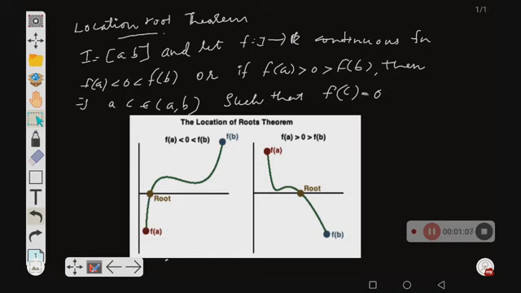If f satisfies the first condition, that is f of a is less than 0 and f of b is greater than 0, then surely this curve passes through the x-axis one time. That is, if f of a is less than 0 and f of b is greater than 0 in some closed interval [a, b], then the curve f of x surely cuts the x-axis at some point. That point is c.